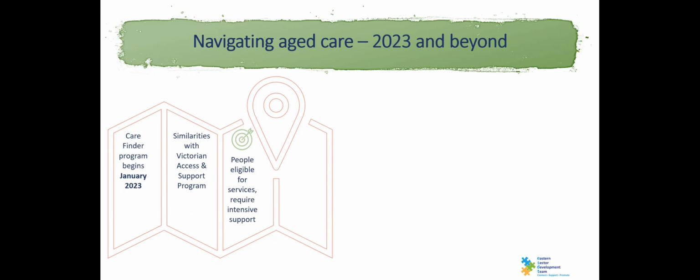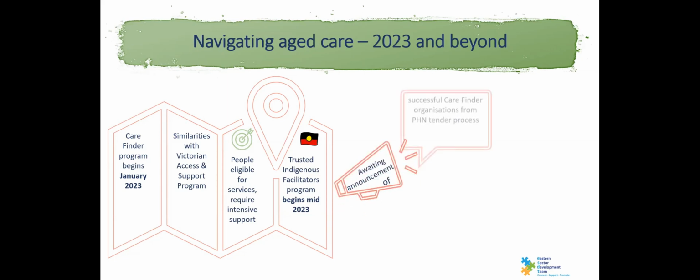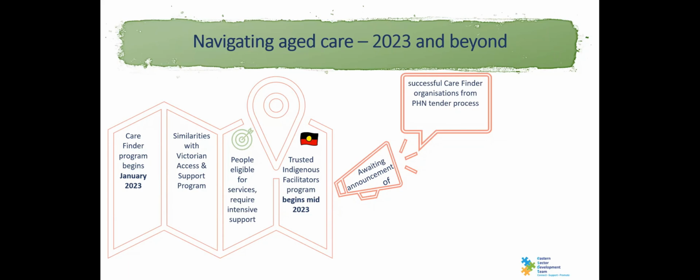And the target population is focused on people who are eligible for aged care services, who have one or more reasons for requiring intensive support to access aged care services and/or other relevant supports in the community. Alongside the Care Finder program, there's the Trusted Indigenous Facilitator program, which will be commencing in mid-2023. At the moment, we are awaiting announcements of the successful Care Finder organisations from the PHN tender process, and we look forward to working with and supporting the rollout of the Care Finders once they're in place.